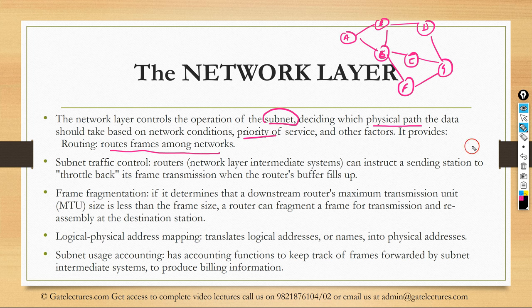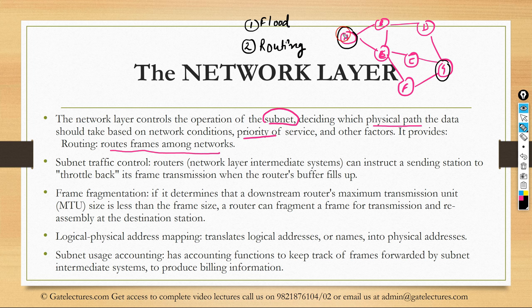Now if you want to send the data from host A to host G, there are two ways. Either number one, you can flood the entire network, or number two, you can use various routing algorithms to send the data in the shortest path possible, or the minimum cost possible, or according to the minimum energy that is being utilized. What is the difference between flooding and routing?